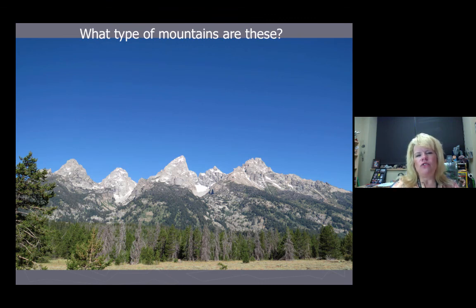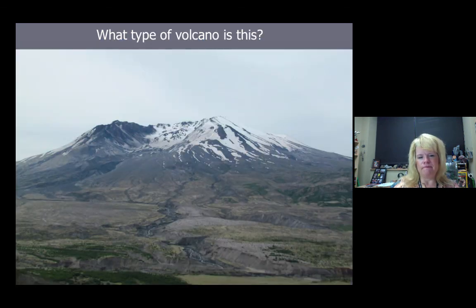What kinds of mountains are these? Do you remember? These were the Grand Teton range. So I need you to go back and look at that and determine what kind of mountains these are, because they're going to be on your test.